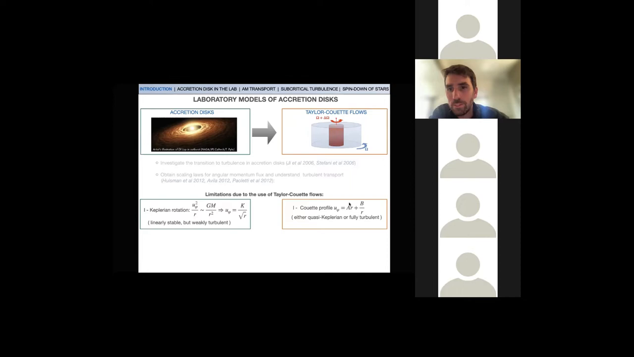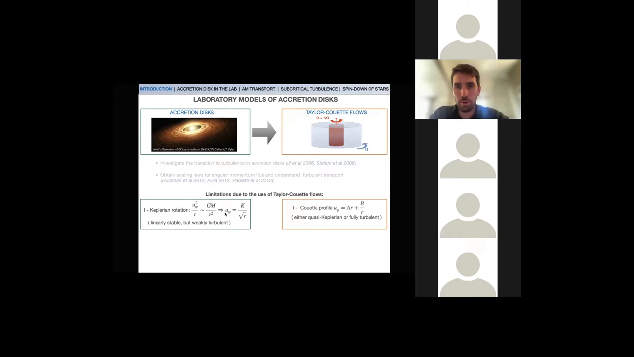You can play with the rotation of the cylinders to get as close as possible to a Keplerian flow. This is called quasi-Keplerian flows. But in this case, the flow is not really turbulent. So you have to choose between having a profile which is close to an accretion disk, but not turbulent, or having something turbulent, but not really close to a Keplerian rotation. So that's the first obvious problem.